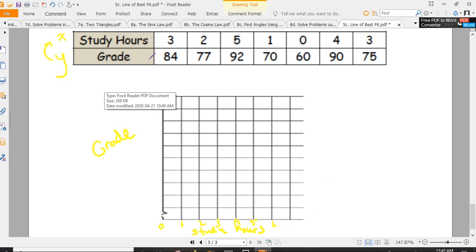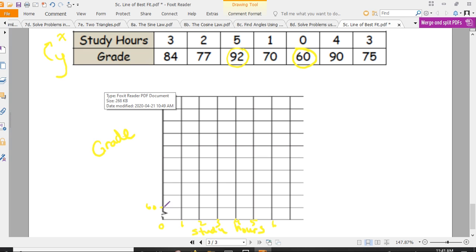And now for the grade, it's going to vary from, what's the lowest grade? It looks like it's 60, right? And what's the highest grade? 92. Now, it would not make sense to start at 0, would it? Because nobody has less than 60. So that's what this squiggly line means. It means I'm going to skip a bunch of numbers. Preferably, I'm going to skip all numbers from 0 to 60. Label this 60. And I want this to fit up to 92.